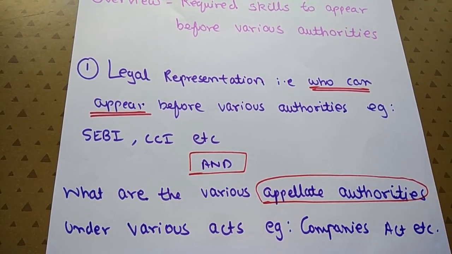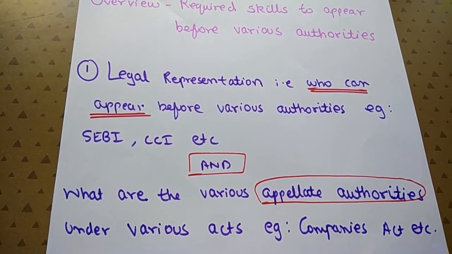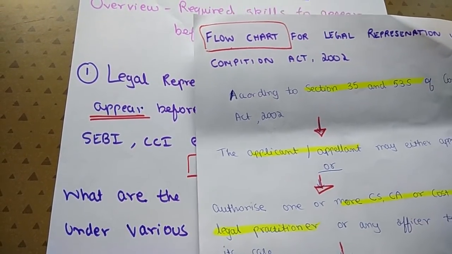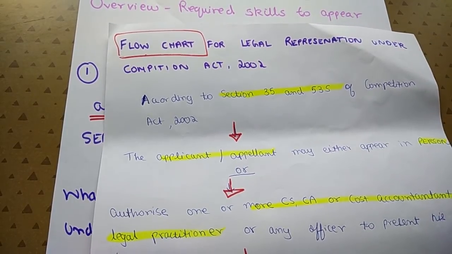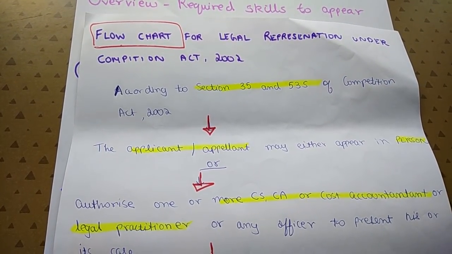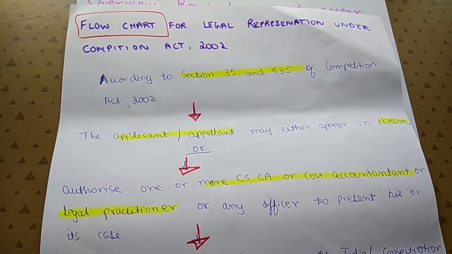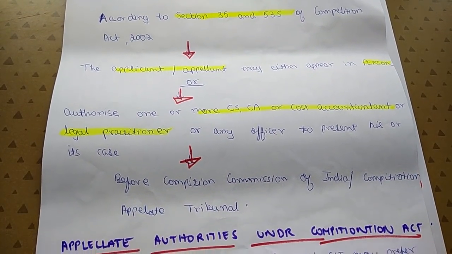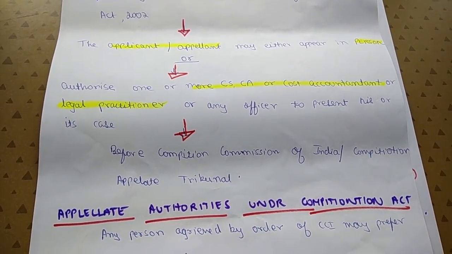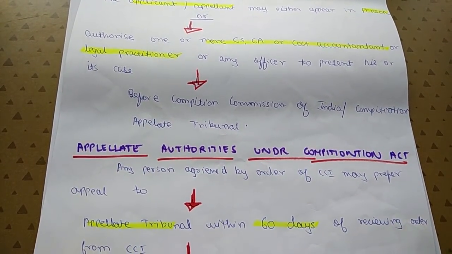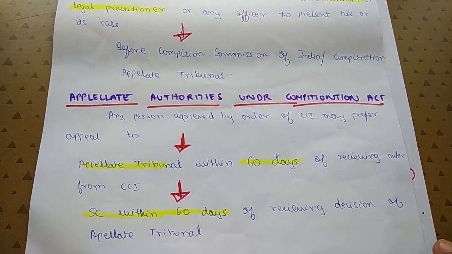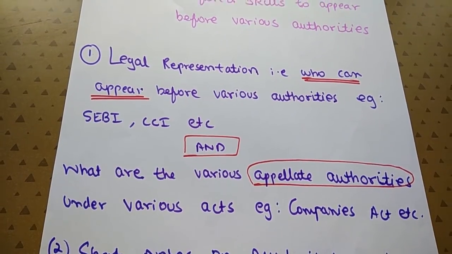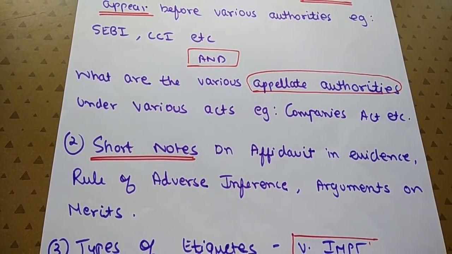given. For the above, making flowcharts will make it easy for you to remember the points. Also, presenting in flowchart in the exam will also be very effective. Just to give you an idea, here is a flowchart for legal representation and appellate authorities under the Competition Act. You can similarly prepare for other acts. Secondly, what is frequently asked is short notes on the topics affidavit in evidence, rule of adverse inference, arguments on merits.